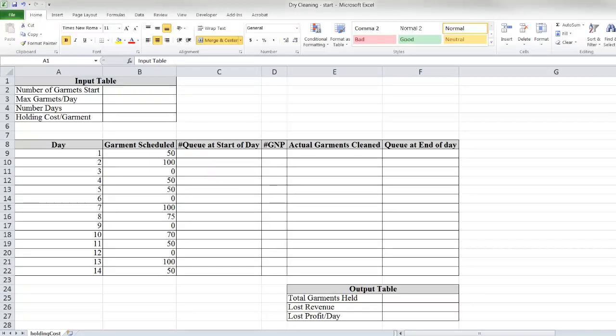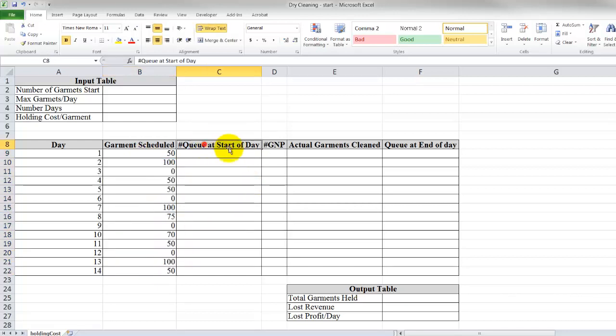When we open up the starting file, we see a template here. We have the input values in a table here, the output of this analysis here, and essentially a 2-week schedule, day 1 through day 14. And it looks like we have scheduled garments on these days, sometimes 0, sometimes minimum it looks like 50, upwards of 100. So we have these other columns that we'll need to develop formulas for that'll look at the scheduled situation and be able to calculate the things that we need.